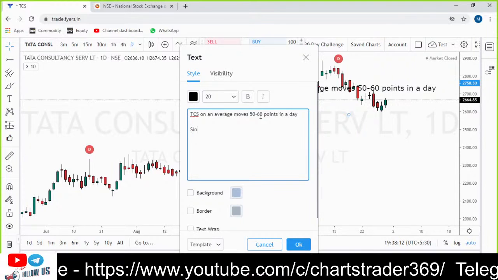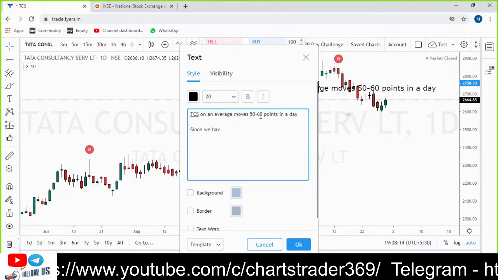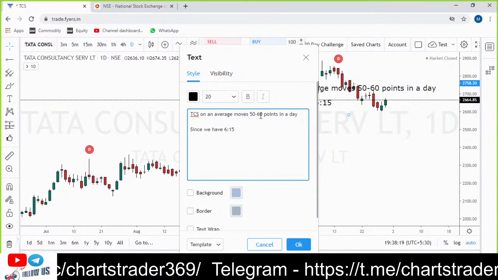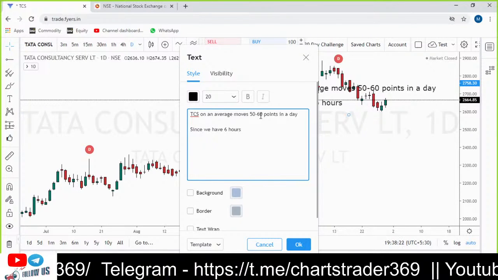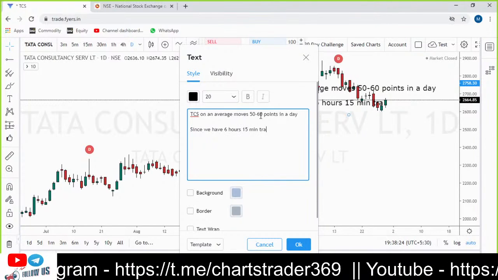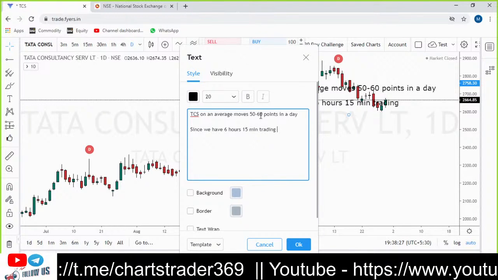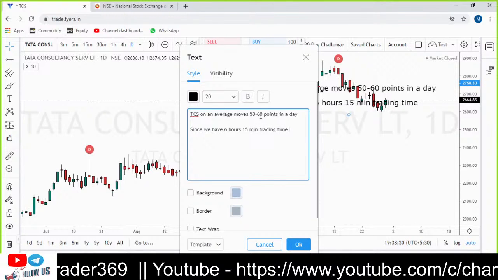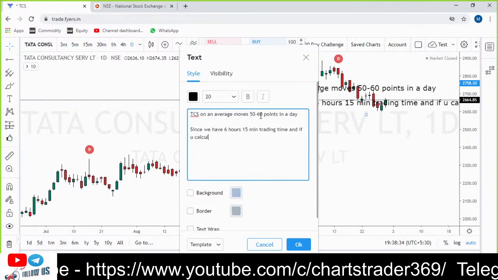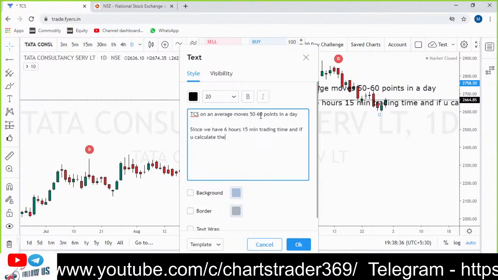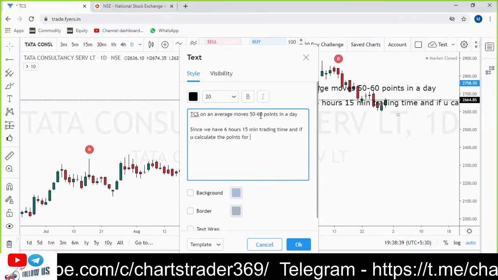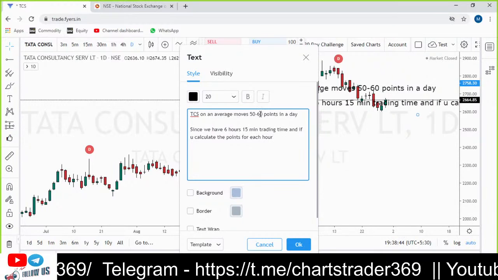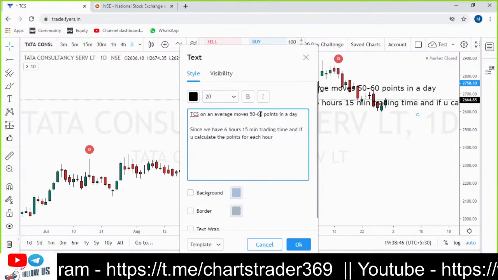Now since we have 6 hours 15 minutes of trading time, if you calculate the points for each hour, how much will it come to? Can anyone tell me? If you calculate the points for each hour, how much does it come to?